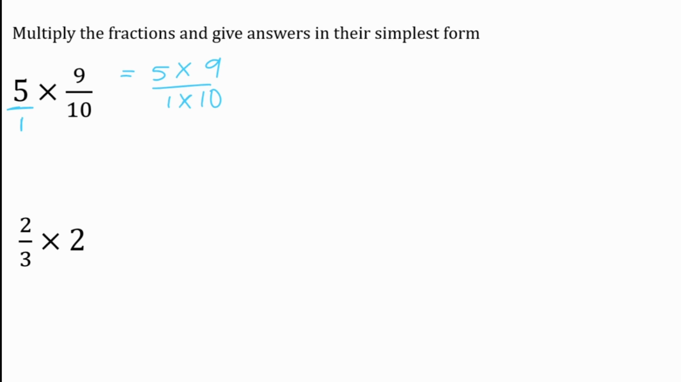So again, before I proceed, I want to check if I've got any numbers in my numerator and denominator that have common factors. So I've got 5 and 10, and the highest common factor of 5 and 10 is 5. So I'm going to divide both of these numbers by 5. So 5 divided by 5 gives me 1, and 10 divided by 5 gives me 2. So I can now rewrite this as 1 times 9 over 1 times 2, which is just 2. And this is going to give me 9 over 2.